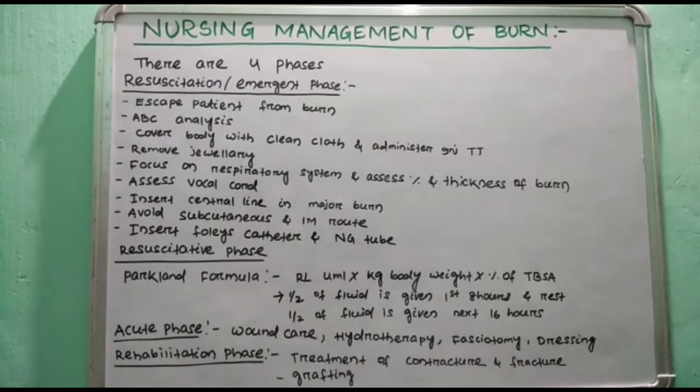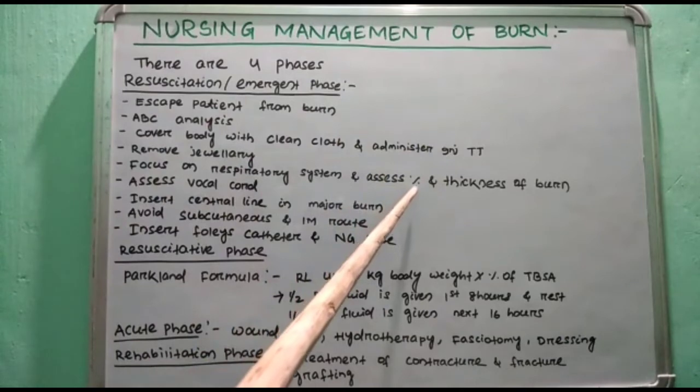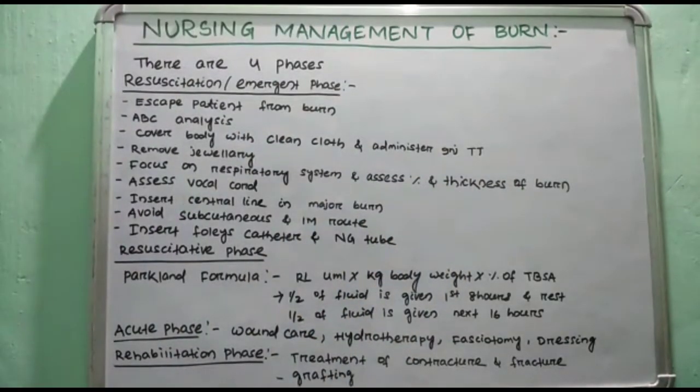Once the patient is transported to a bed in the ICU or ward, first we do assessment. First we assess the percentage of burn and the thickness of the burn. Assess the percentage of burn by using the rule of 9, and assess the thickness of the burn.